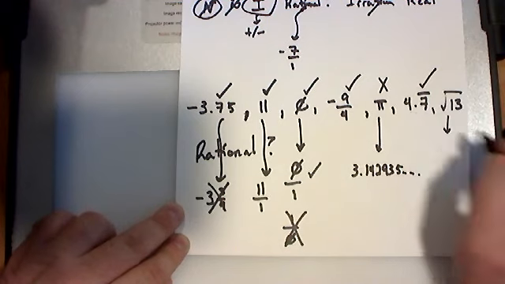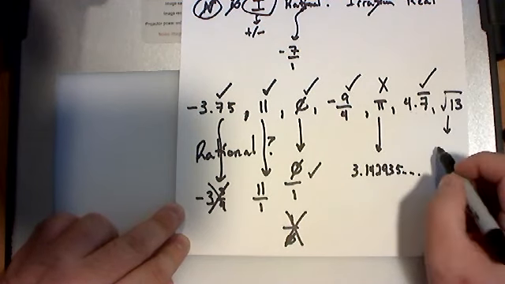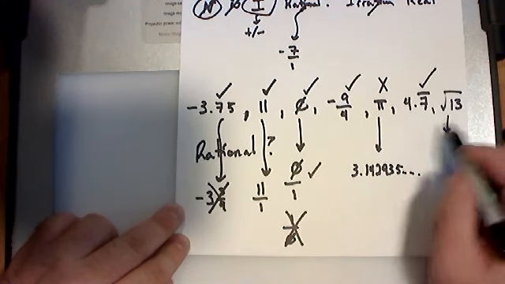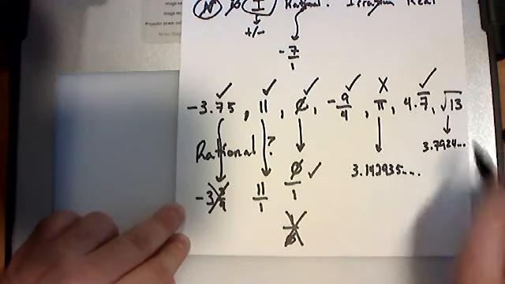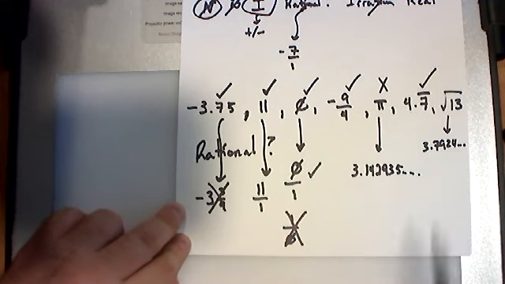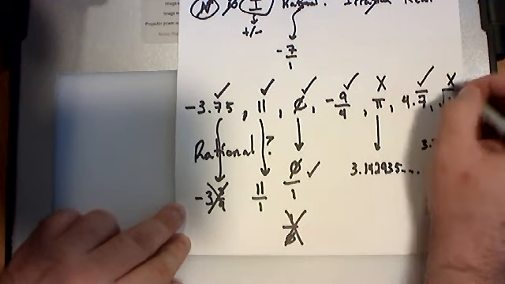This number, if you put it in your calculator, which you shouldn't be using in this class, I don't know exactly what the number is, but it's going to be like 3.7924, whatever. It's going to go on forever. It's never going to stop. It's never going to repeat. So if it doesn't stop and it doesn't repeat, it's not rational.